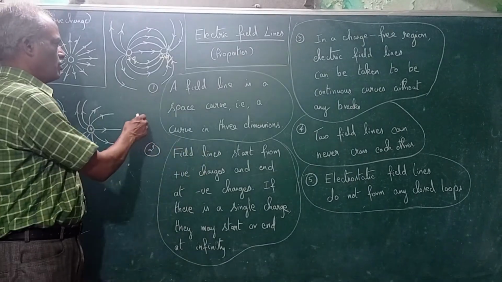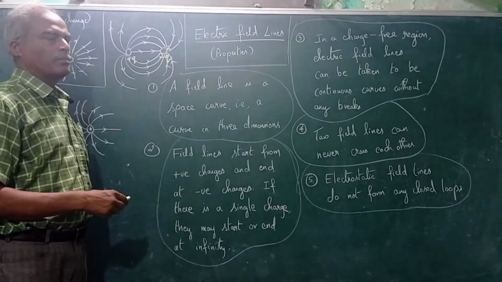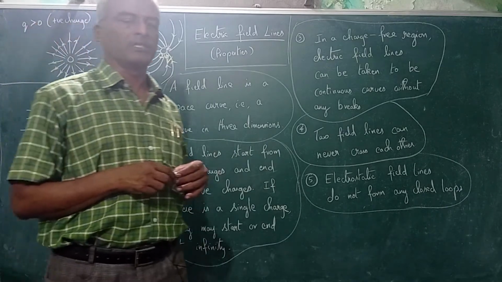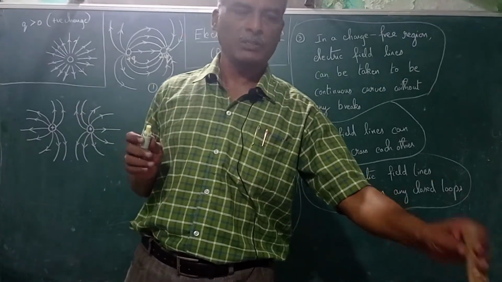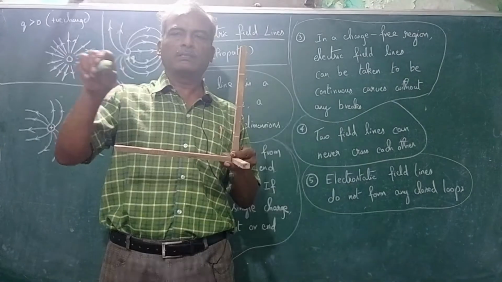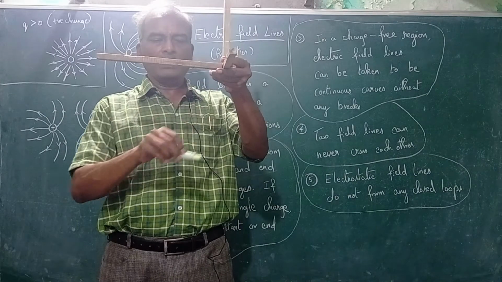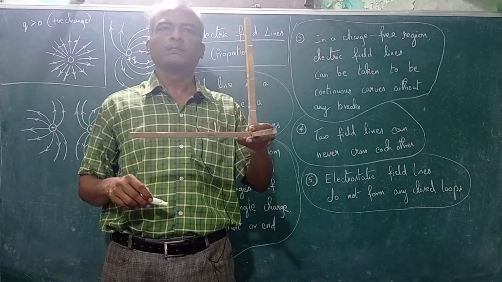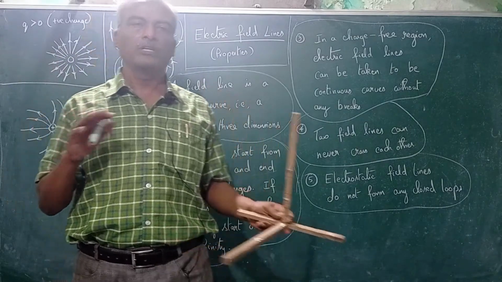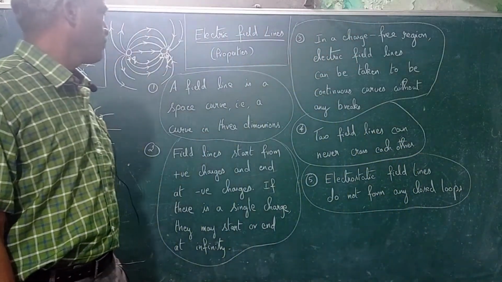So suppose if I draw a curve here on the board, it is 2 dimensions, okay? But the field line is in 3 dimensions. 3 dimensions means it occupies the space. That is, the field line can go like this, like this, like this. So it occupies space. It is a curve basically. So that's the first point.